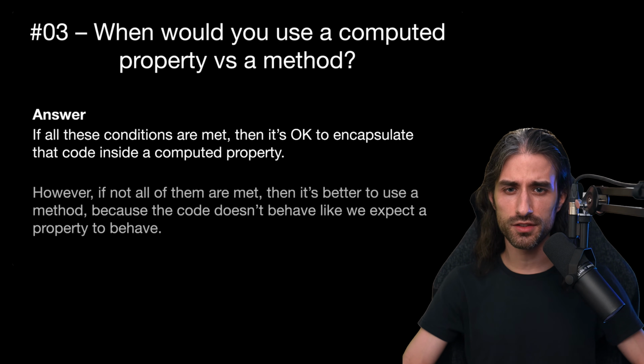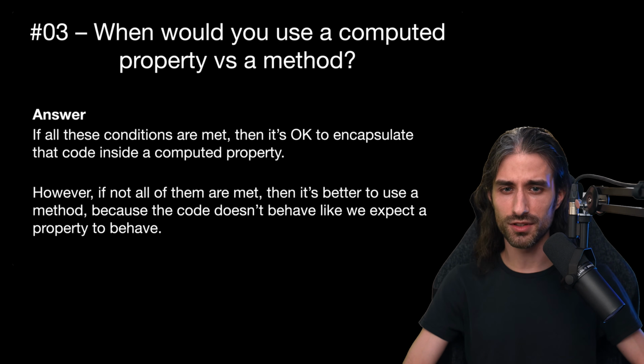However, if not all of them are met, then it's better to use a method, because the code we have doesn't behave like we expect a property to behave. Because if we were to still encapsulate the code inside a computed property, it's basically guaranteed to generate trouble at some point when another person will use the property and will expect it to behave in a way that it doesn't. So that was a big answer.